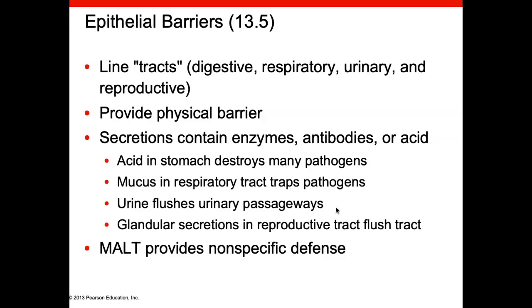Epithelial barriers line tracts, such as the digestive, respiratory, urinary, and reproductive tracts. These epithelial barriers provide a physical barrier. They often secrete enzymes, antibodies, or acids. Acid is produced in the stomach to destroy many pathogens. Mucus in the respiratory tract traps pathogens. Urine flushes the urinary passageways, and glandular secretions in the reproductive tract flush the tract. And MALT as well provides non-specific defense.